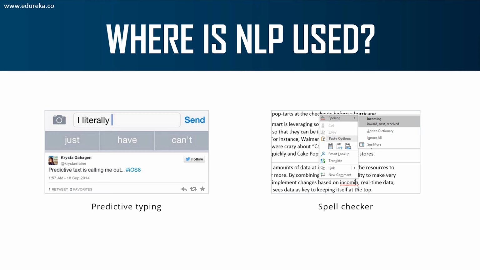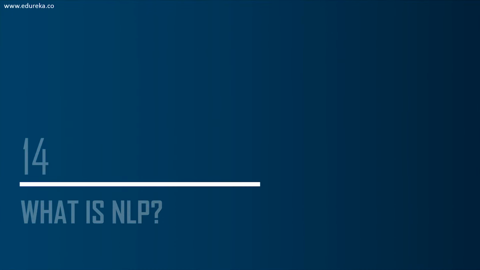It tries to understand the type of movies that a person likes by the way a person has rated the movie or by the way the person has reviewed a movie. So by understanding what type of review a person is giving to a movie, Netflix will recommend more movies that you like. That's how important NLP has become. Now let's look at what exactly NLP is.